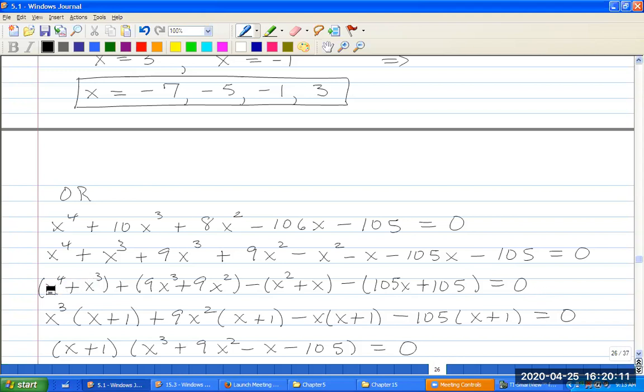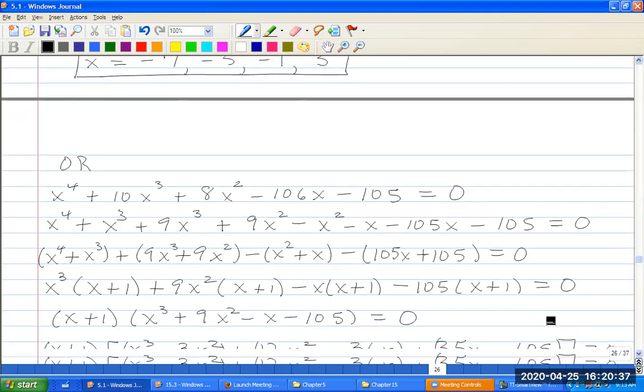So from this first grouping, let's factor out x cubed. What remains is x plus 1. From the second grouping, let's factor out 9x squared. What remains is, again, x plus 1. From this next grouping, let's factor out x. What remains is x plus 1. From this last grouping, let's factor out 105. What remains is x plus 1.